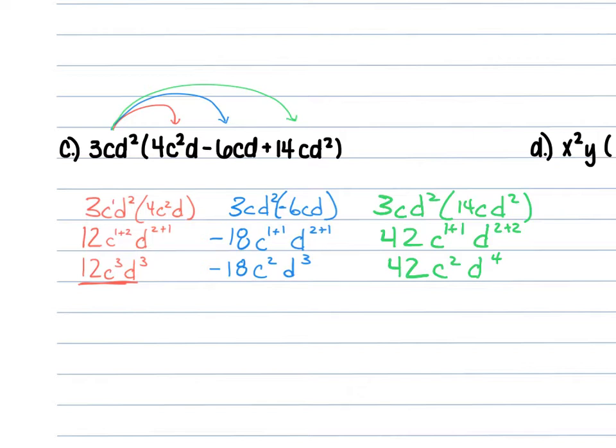Last but not least, bring it all home now. So 12 c to the third power, d to the third power, minus 18 c to the second power, d to the third power, plus 42 c to the second power, d to the fourth power. Beautiful. Is there anything there that can be added together or subtracted? Nothing with the same exponents. There's ones that are close. That first one and the second one are close, but they're not the same.